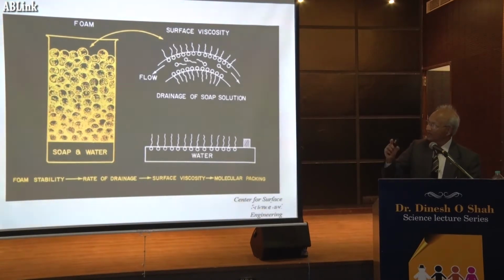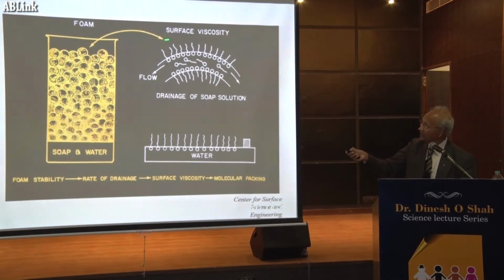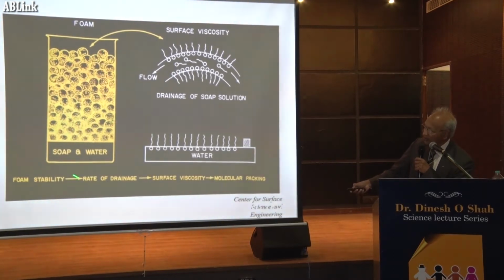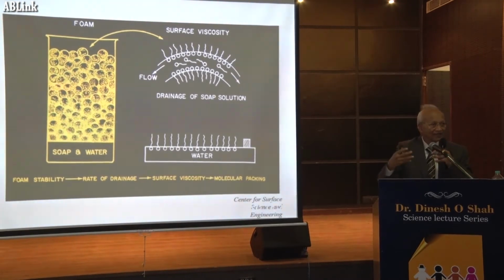Now, if you take detergent in water and you shake it and produce foam, the foam stability, in other words, there are thousands of bubbles here. Stability of each bubble depends upon, this is thin film, how fast the water drains here. And that depends on the molecular packing, or what is called surface viscosity. And so you can show experimentally that foam stability depends on rate of drainage, that depends on surface viscosity, and that depends on molecular packing. So you can go from molecular packing to macroscopic property if you have better understanding of how molecular packing influences everything.